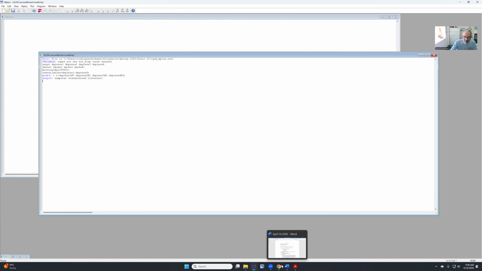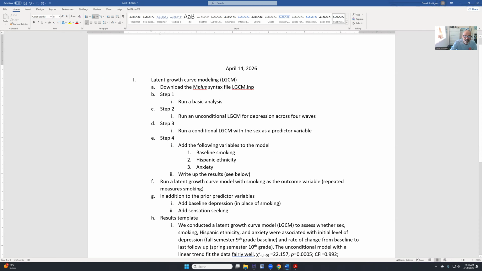So I created a data set that has some variables in it that we can use for this analysis here, right? And this is a latent growth curve model. And I said an unconditional. An unconditional model would have no predictors, no variables predicting the latent variables. You can also actually predict the measured variables too, if you want.